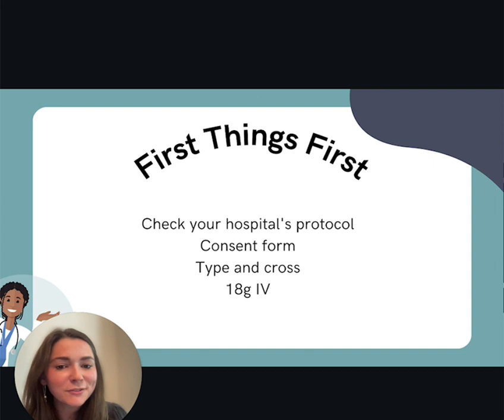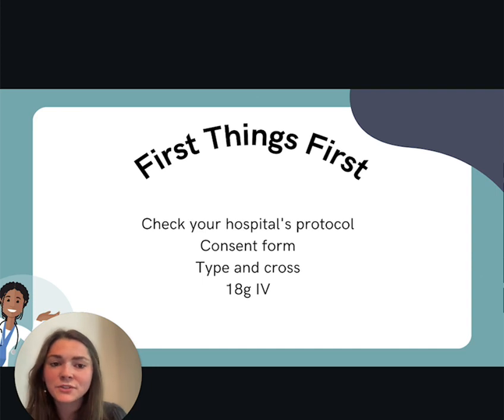Now, can you remember what group of clients typically do not allow blood transfusion? If they're Jehovah's Witness, that's right. Next, you're going to want to make sure your client has a type and cross documented in their chart. This ensures you have the right blood type to transfuse. The blood bank will match the blood so that it's compatible with your client. This is not something that we are going to do as a nurse.